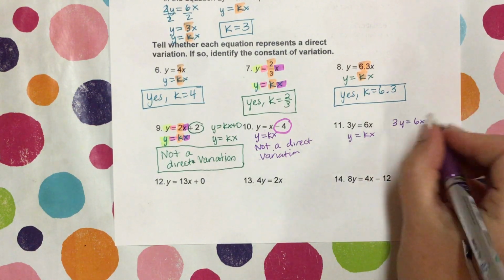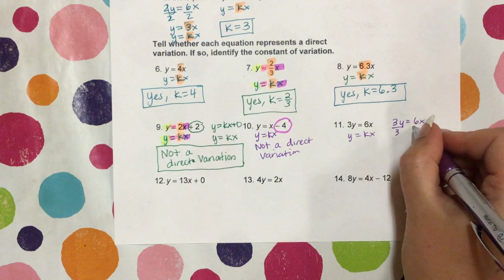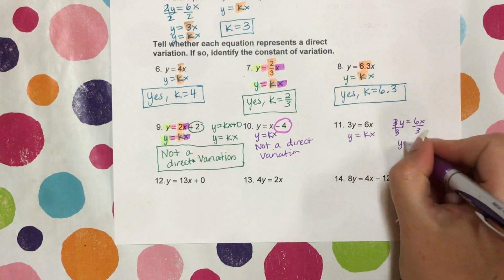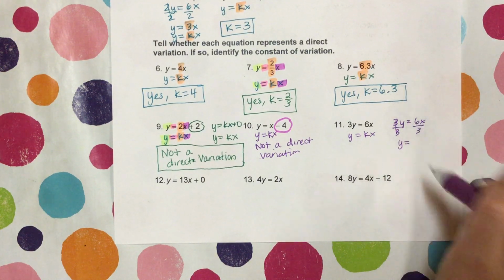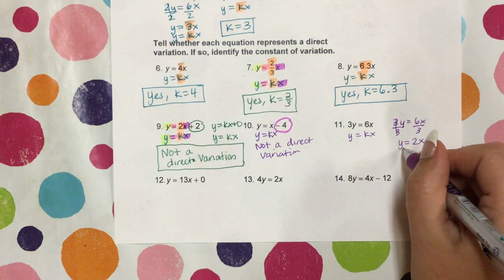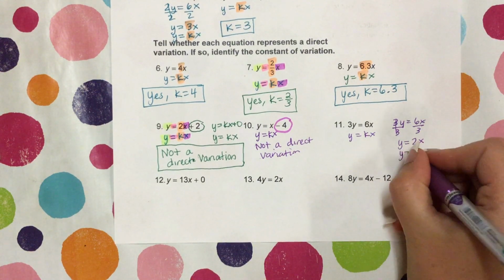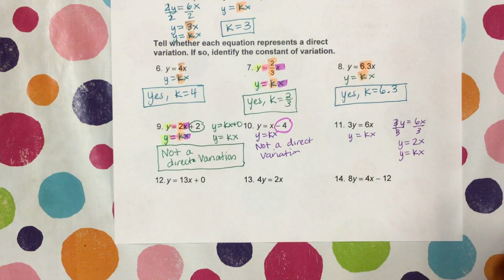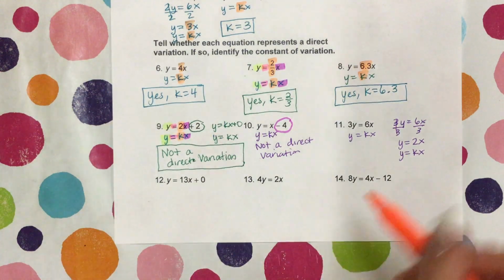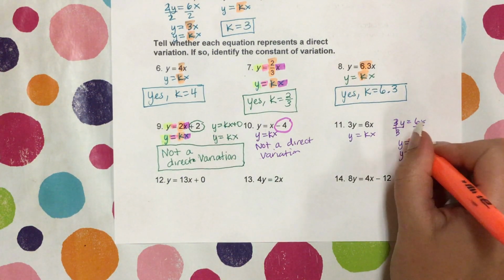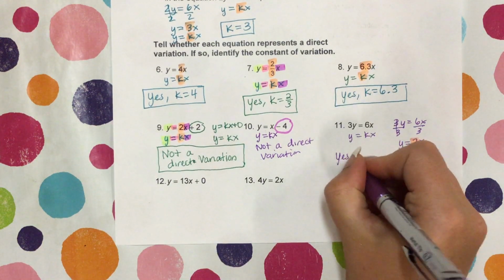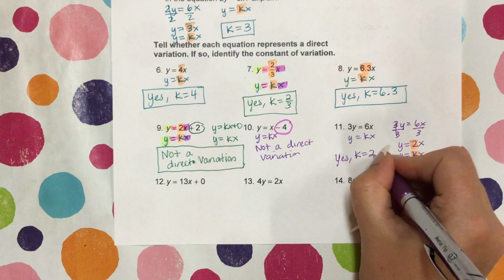This is 3 times y, so that means you're going to have to divide both sides of the equation by 3. 3 divided by 3 is 1. 1 times y is y. And 6 divided by 3 is 2x. So is this equation of the form y equals kx? The y is the same, the equals, the x, and there you have your constant of variation. So yes, this is of the form, and our constant of variation is actually equal to 2.